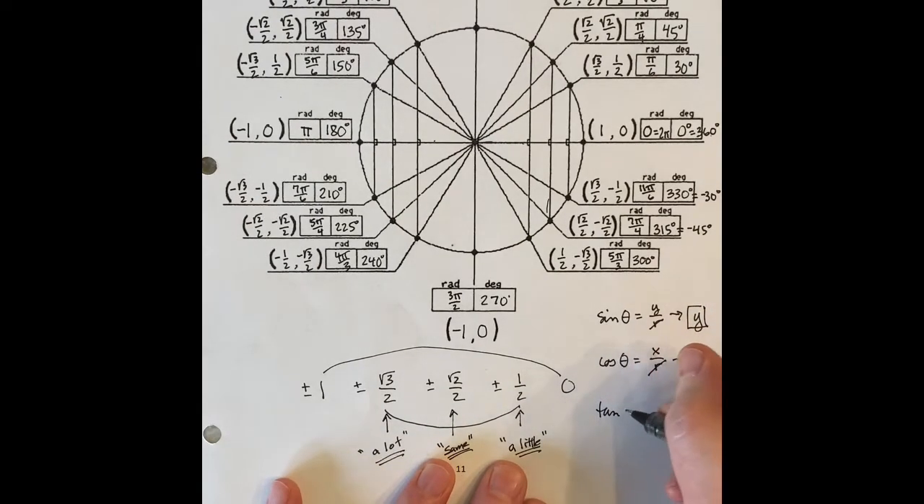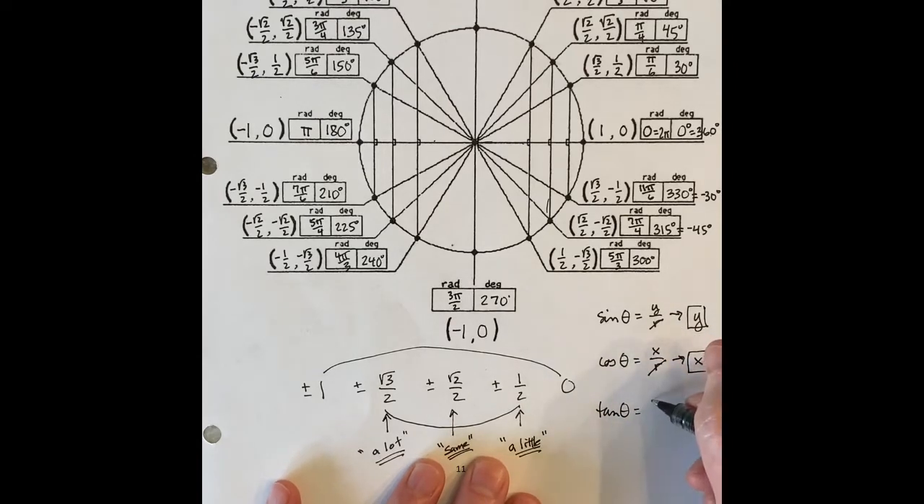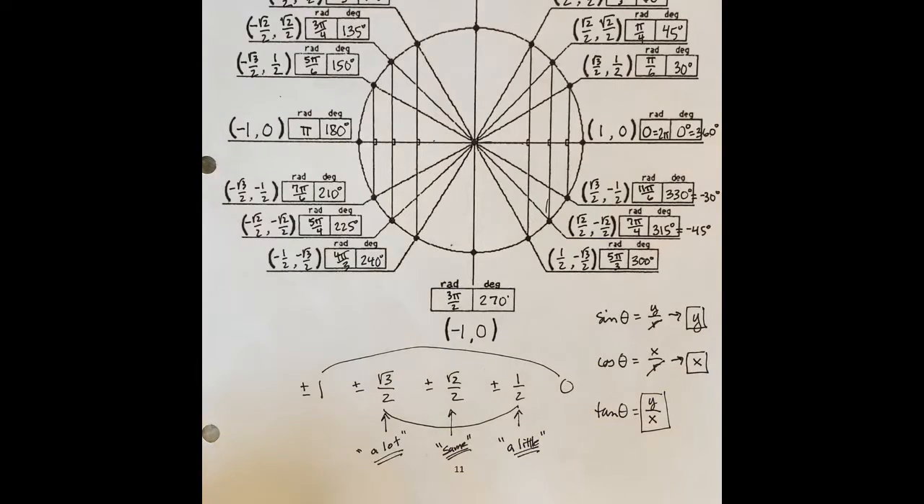Tangent. Tangent is defined as the y over the x. Well, that doesn't have an r value, so that doesn't come into play, but I would just take the y coordinate at that angle and put it over the x coordinate and simplify. And all the trig functions are done similarly. So what I want to do now is I want you to turn over to page 13 and take a look at these.